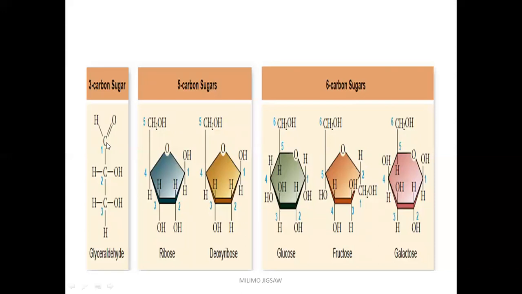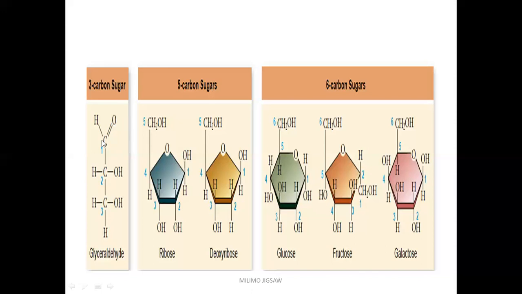So this shows examples of monosaccharides that we have. Remember, I said that conventionally, the numbering of the carbon skeleton of a sugar starts with the carbon at or nearest the carbonyl group. So let's take the example of glyceraldehyde in its straight chain form. So remember, glyceraldehyde has an aldehyde carbonyl group. So it has a terminal carbonyl group.